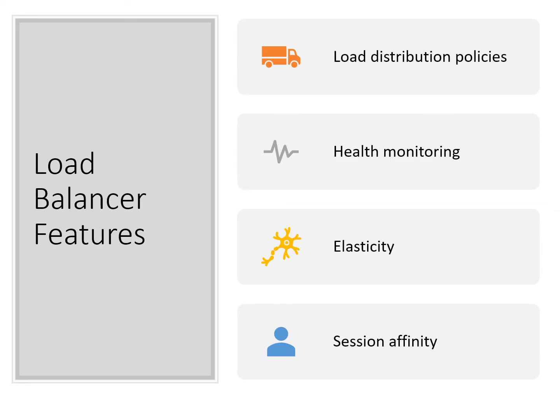In general, a load balancer has 4 different types of features as shown on the slides here. It has a series of load distribution policies, it does health monitoring, it will do elasticity, and it will handle session affinity. Let's look at what these mean on the next slides.